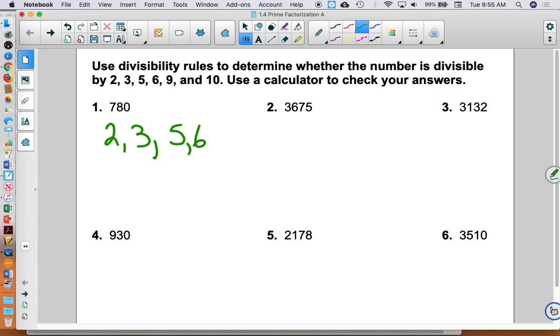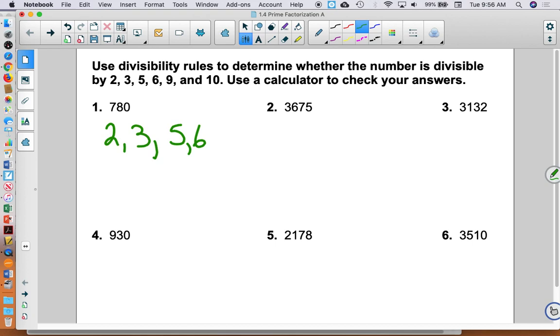Okay? What about 9? Is it divisible by 9? Thumbs up, yes. Thumbs down, no. Good, it is not divisible by 9. Because what's the rule for divisibility of 9? What is that rule, Brian? Sum of all the digits is divisible by 9. The sum of all the digits has to be divisible by 9. We said the sum of the digits of 780 is 15, right? Is 15 divisible by 9? No. So neither is that number.